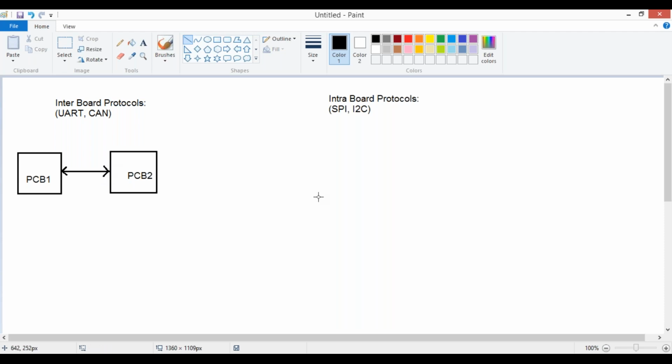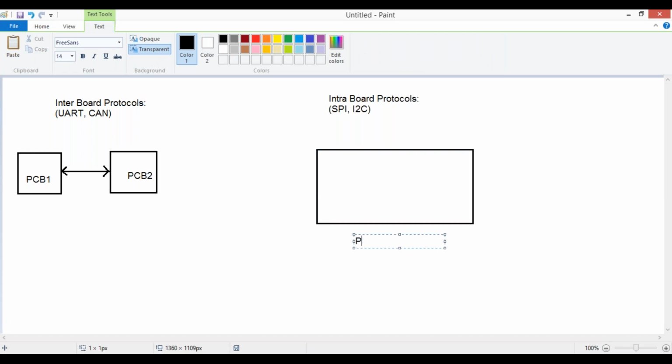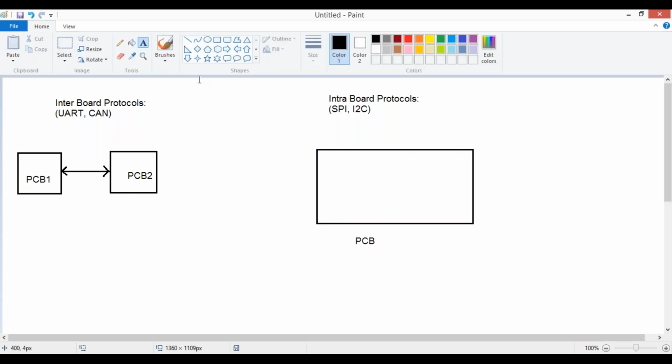And what do you mean by intra-board protocol? Intra-board protocol means you have only one board. Let's say this is my PCB. On a single board, if you are communicating between two different chips, two different ICs, then it is an intra-board protocol. So on the same board I have two chips, and if I'm communicating between these two ICs, then it is intra-board communication. SPI and I2C protocols support this type of communication.